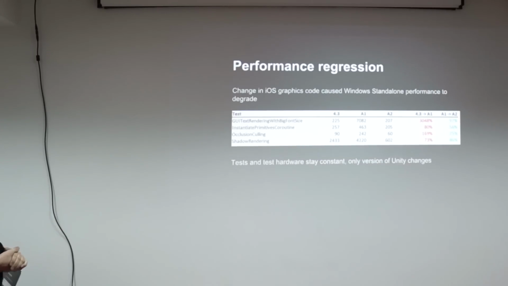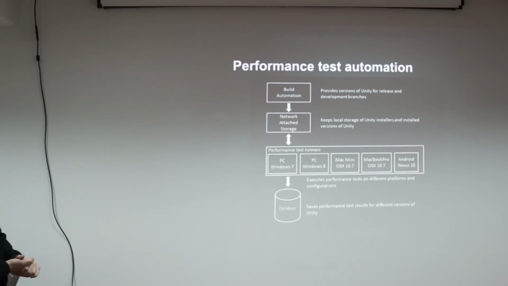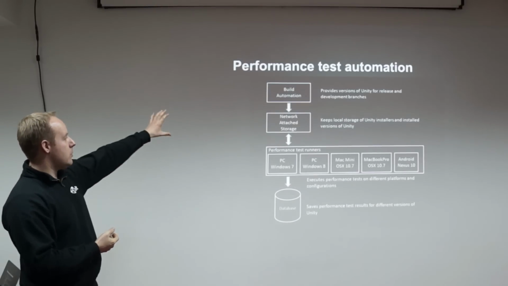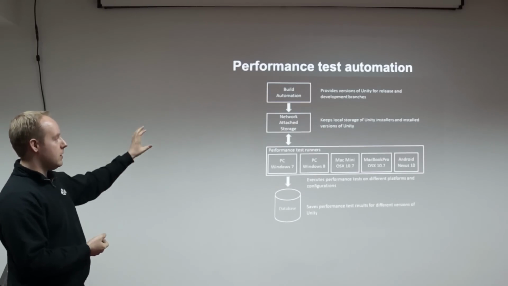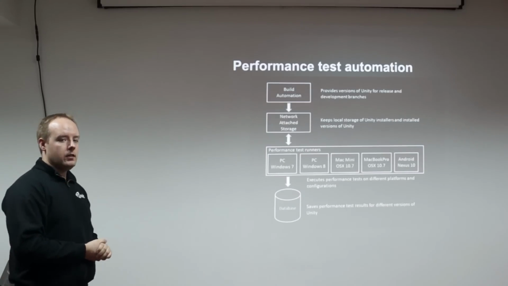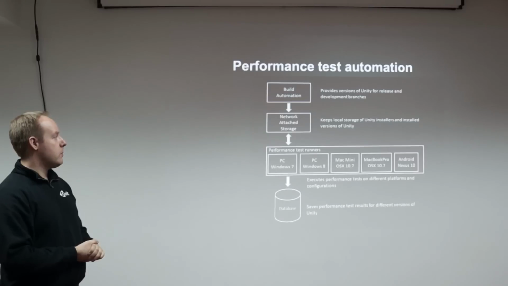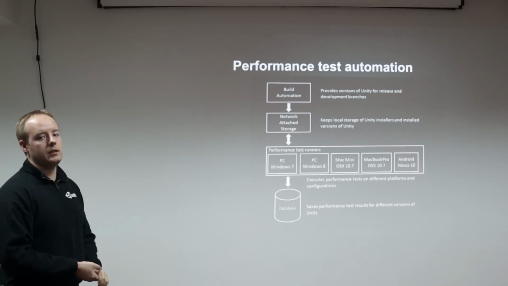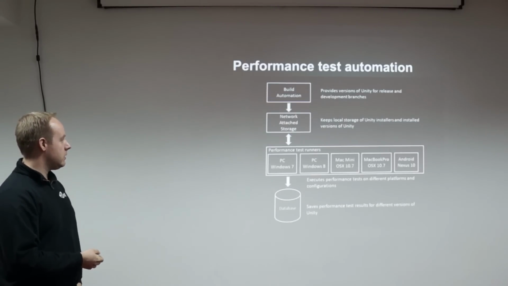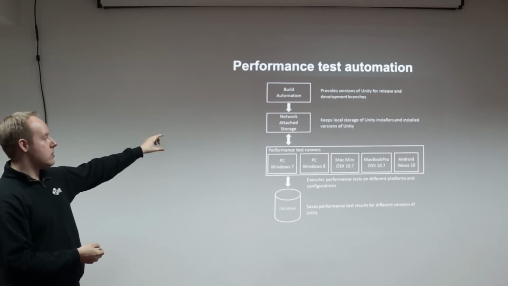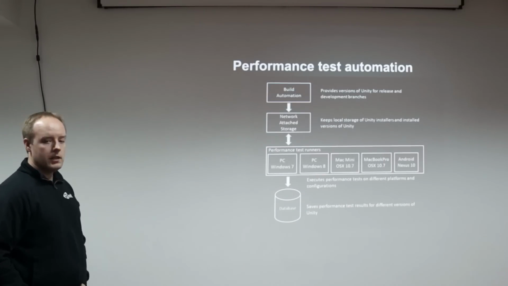So this slide was to give an idea what we can get from performance tests and what regression testing is. And now I will show you at a high level how the automation system works to get this data. At the top of this diagram we have our build automation system. From there we get release versions of Unity, and we get development versions of Unity. And when we get these new versions, we save them to a local network disk.